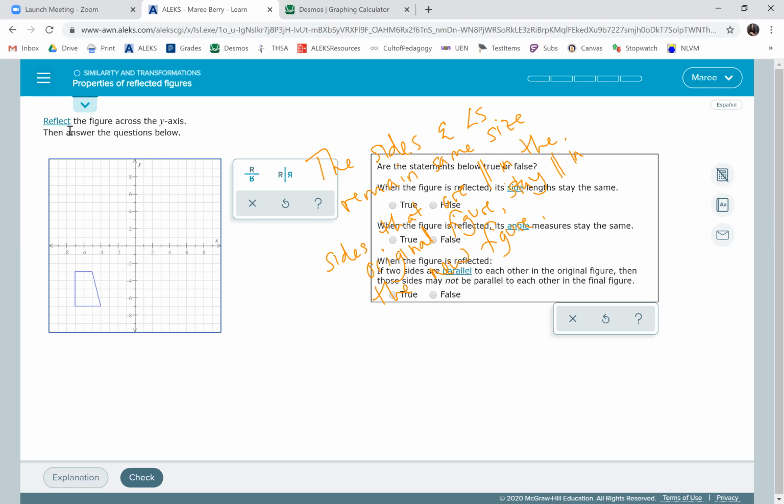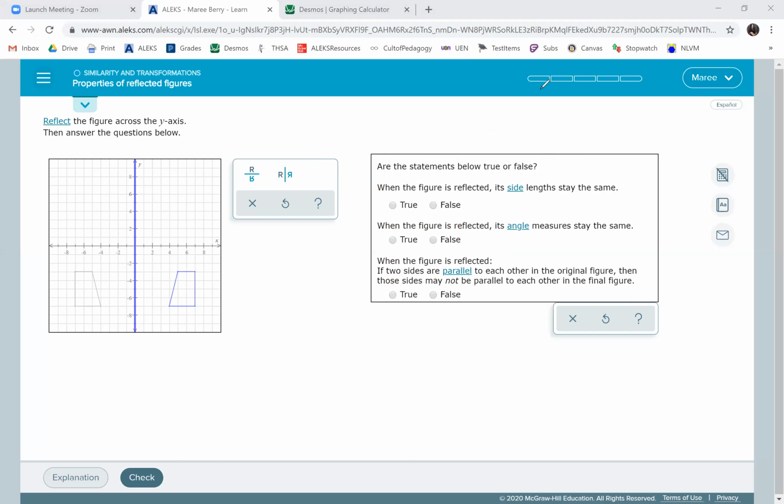Okay, so we're reflecting the figure across the y-axis. We have to know that the y is vertical. So all we have to do is hit the one that has a vertical line in it. And we're going to put it right on the y-axis, and it reflected it for us. Boom. So then we need to read our statements, which we can't do because I wrote all over them. We'll just clear them off here.